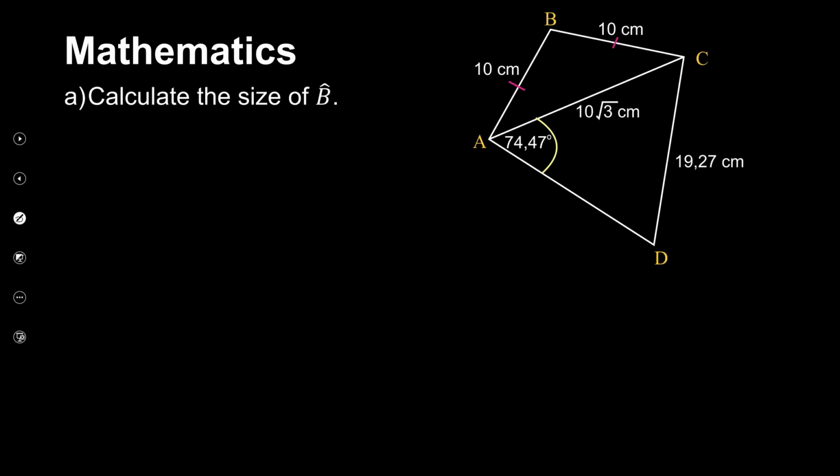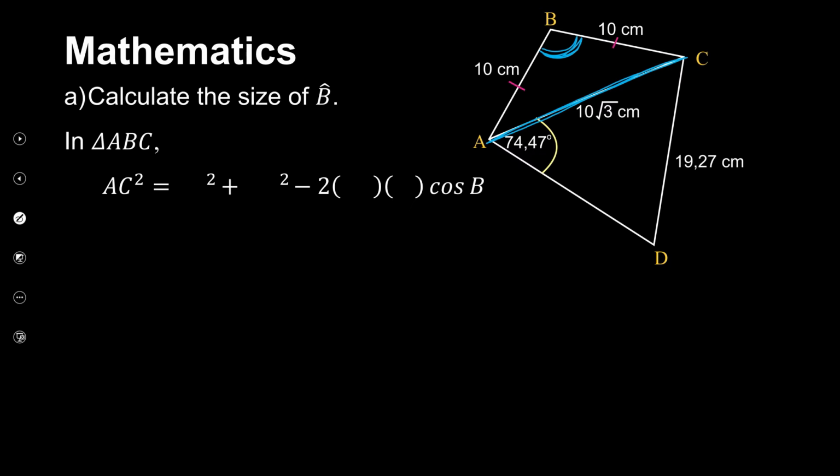Okay, so to calculate the size of B. Now remember, because we're going to be using the cos rule, because we have sides and we want to find B, when we're writing an expression to find B, we need to start our equation with AC squared, the side across from B. So we begin by writing it like this. We'll say AC squared equals.